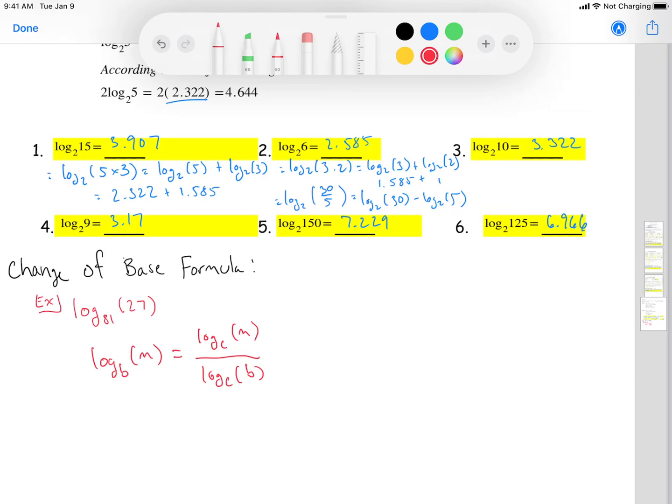Now you're probably sitting there going, well, how does that help me type it in my calculator? And you're probably also wondering, where in the world does c come from? The beautiful thing is c can be arbitrary. It can be any number that I choose, and this is still going to work, and this ratio is still going to be true. Okay?